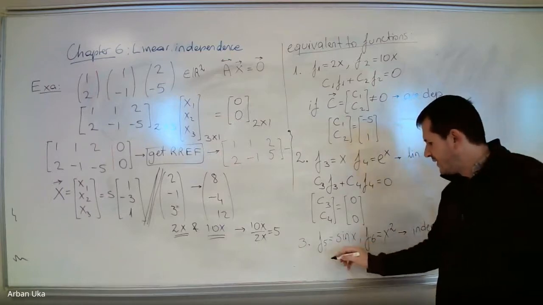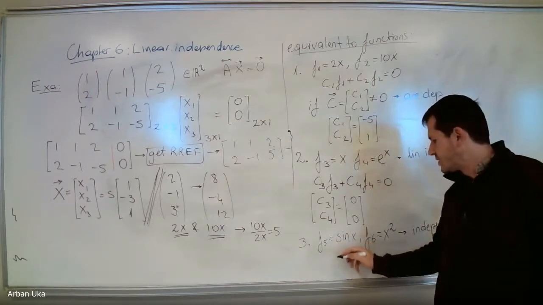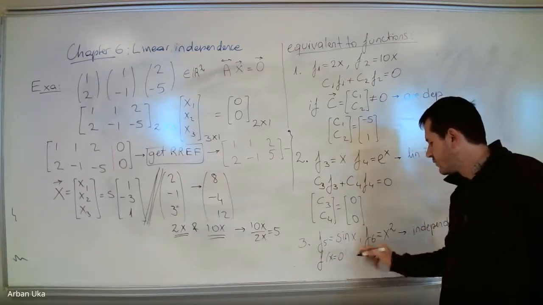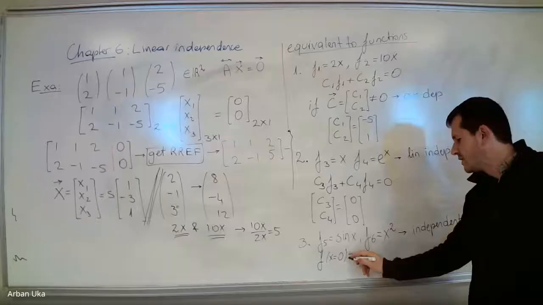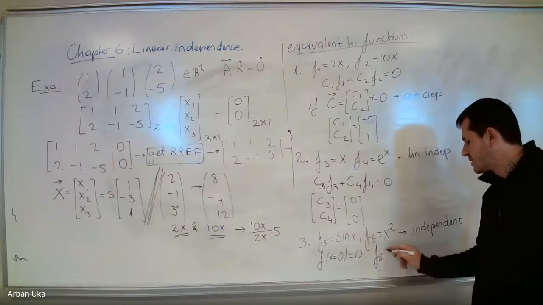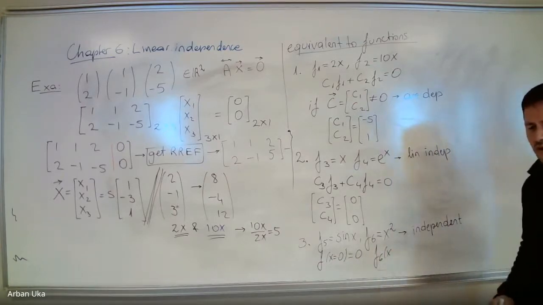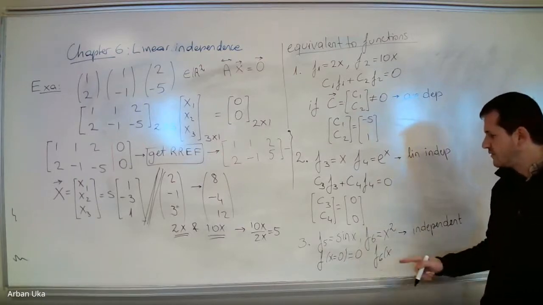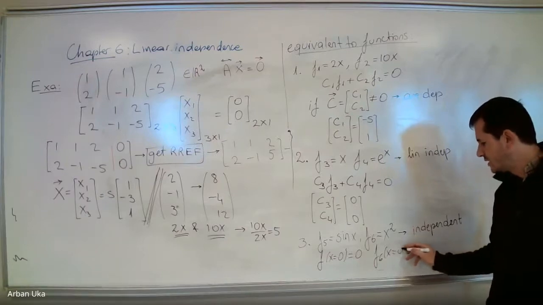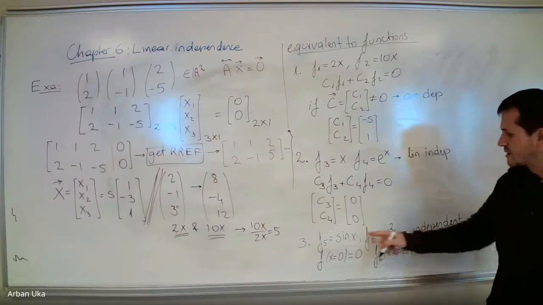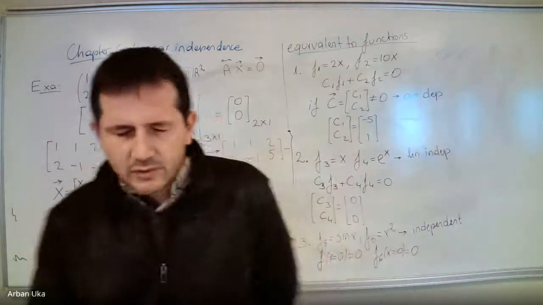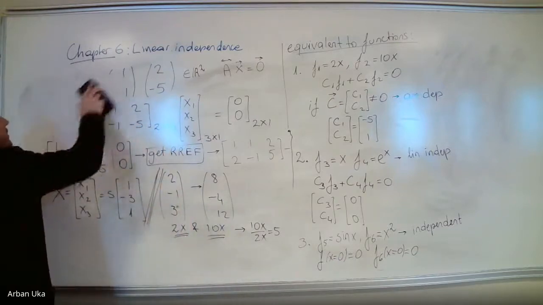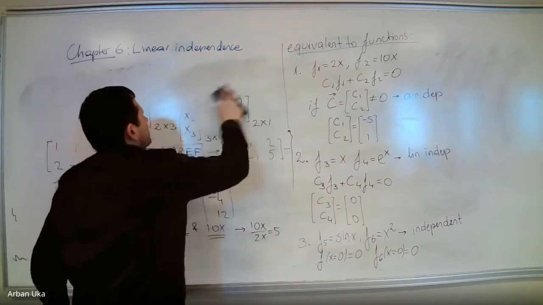Now, f5, when x is equal to 0, what is f5? It is 0, that's correct. What is this other one? It's also 0. But we're not checking the linear dependence for specific points. We're asking for the whole range of x, from minus infinity to plus infinity, which means that we're putting a lot of constraints. When we check for linear dependence or independence, we're checking for the whole range of the functions.